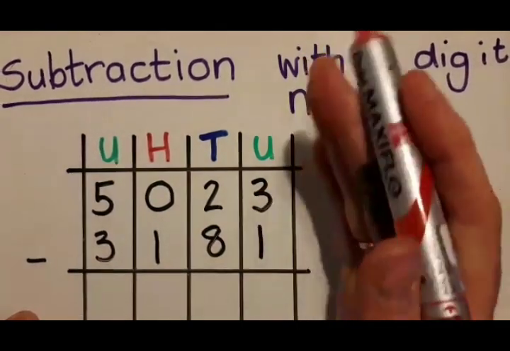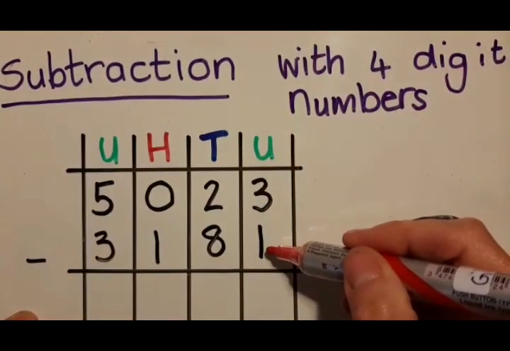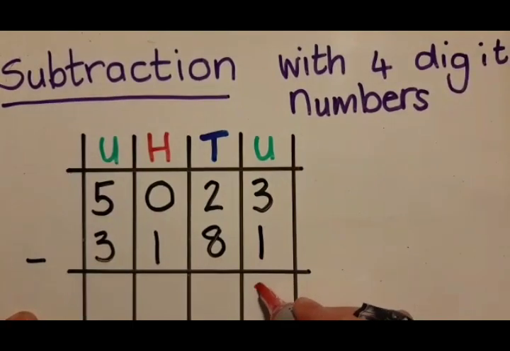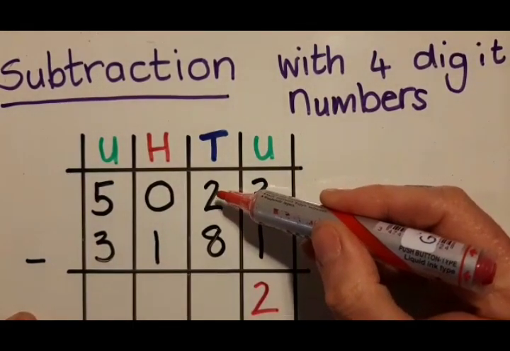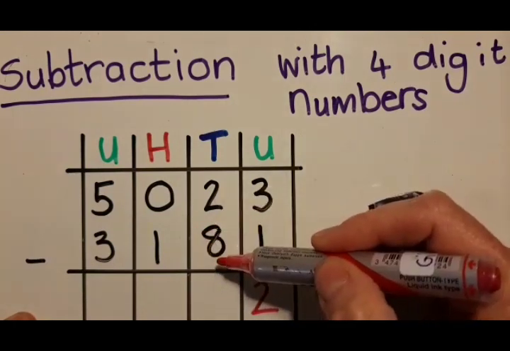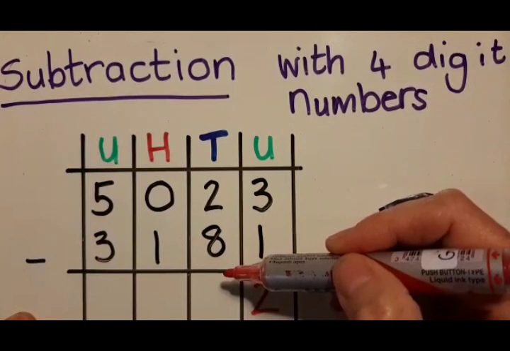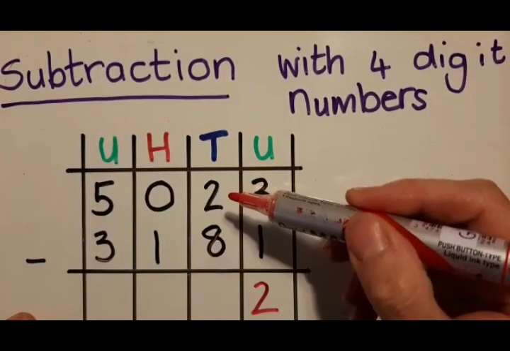So we start always on the right hand side. We start in the units column. 3 minus 1 is 2. Now over here we've got 2 and we have to take from it 8. Well, that is not possible. That is really not possible. You can't get 8 out of 2.